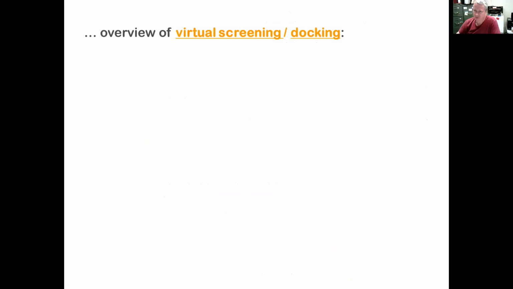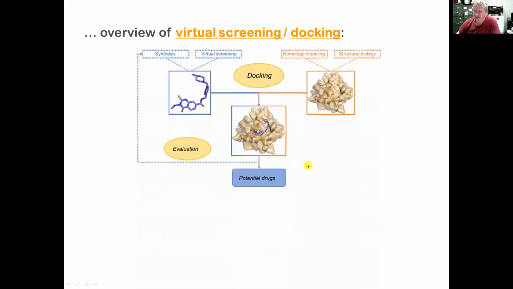Okay, so overview of virtual screening and docking, that concept. This is just a little cartoon diagram. You would have either a single molecule or maybe a library of molecules that you're trying to dock. And then you need a protein, which is either created through homology modeling or structural biology. Structural biology basically means X-ray crystallography or electron microscopy. And then the docking basically finds a good docking pose of your molecule into a receptor site. Obviously, finding a receptor site is kind of difficult too, because it's not always obvious where a molecule might fit. But many proteins will have little cavities and pockets where small molecules can fit.